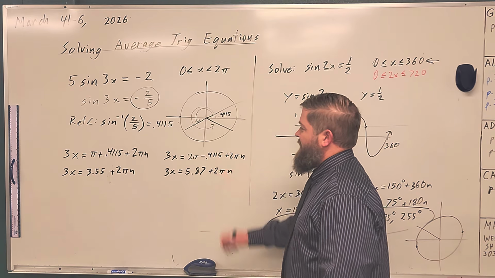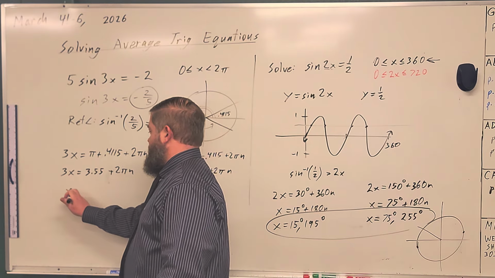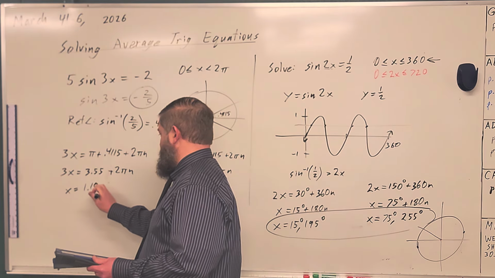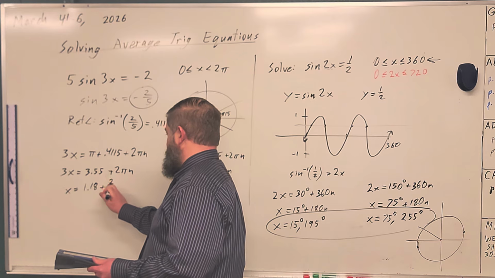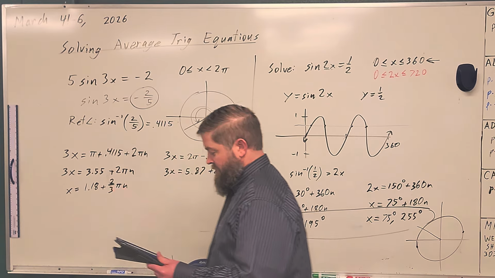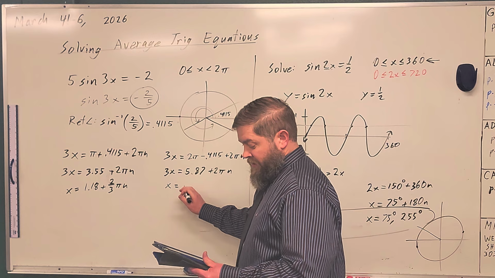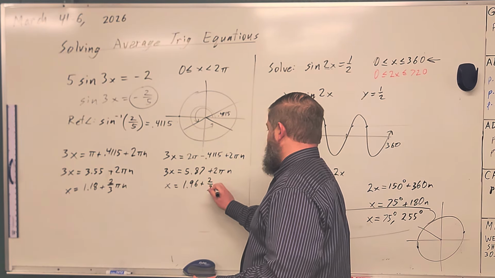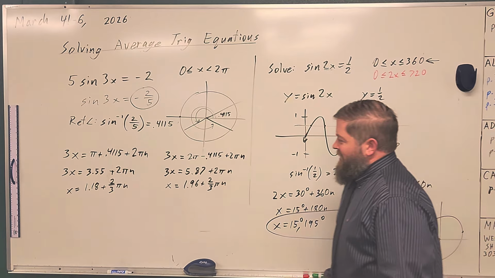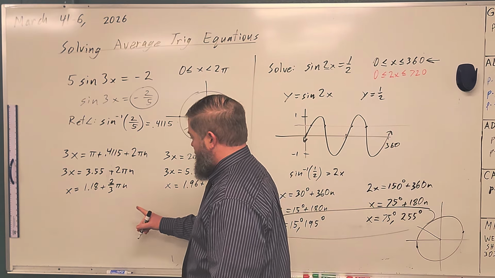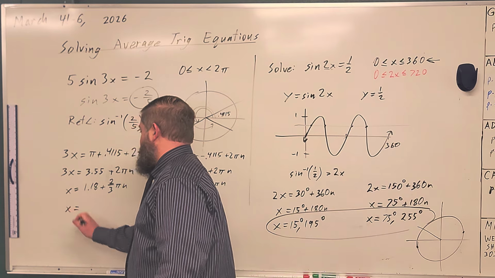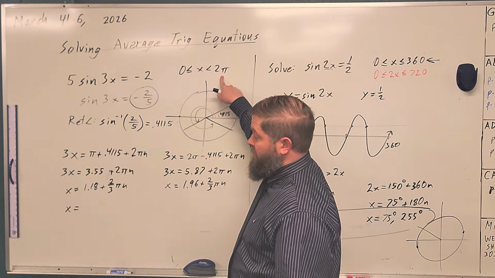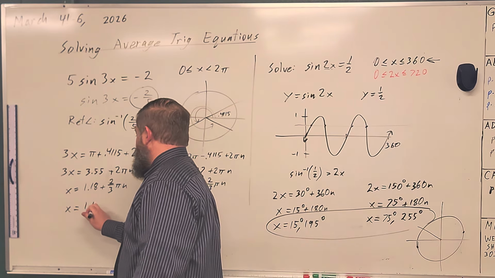Okay. Divide everything by 3 to get x alone. That gives me 1.18 plus 2/3 pi n. Divide everything by 3 here, that gives me 1.96 plus 2/3 pi n. Okay. So now we write down every answer that works. I have to make sure x stays less than 2 pi. 2 pi is about 6.28, right? So 1.18 will work.